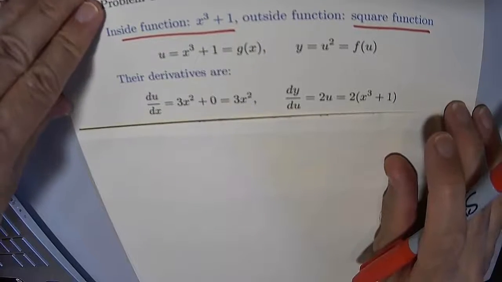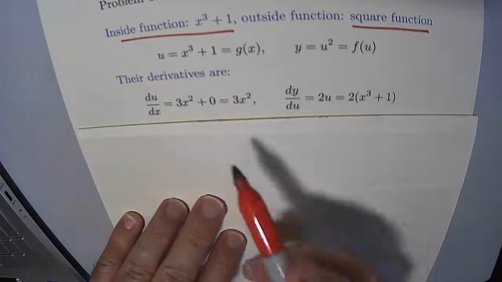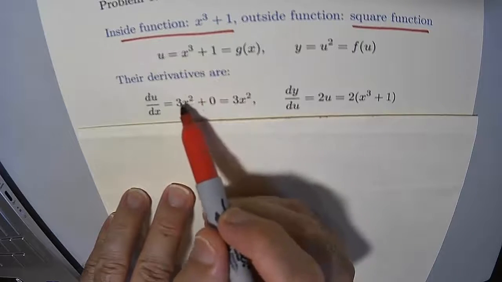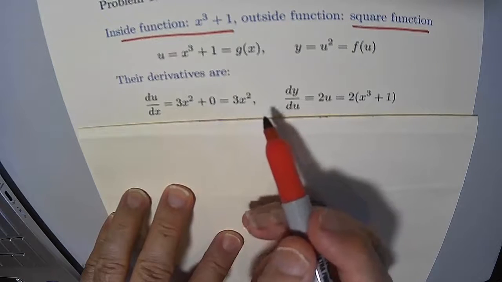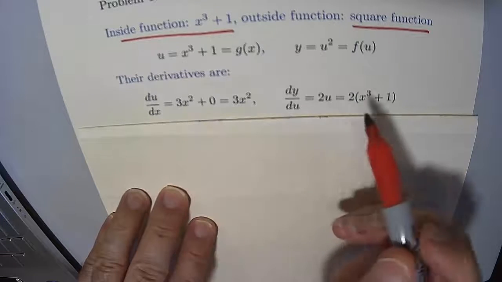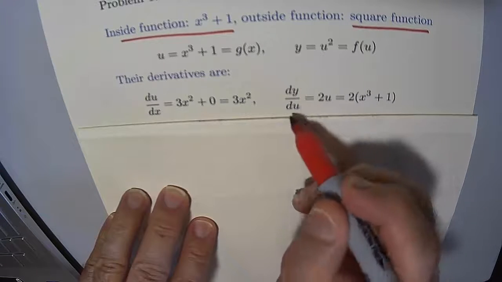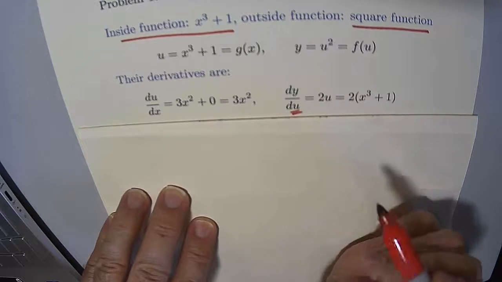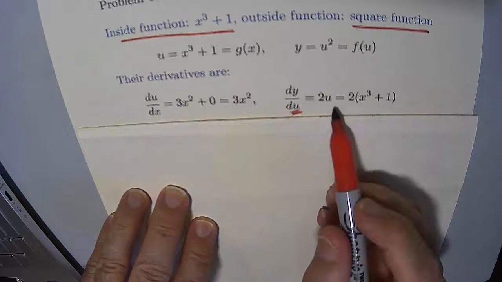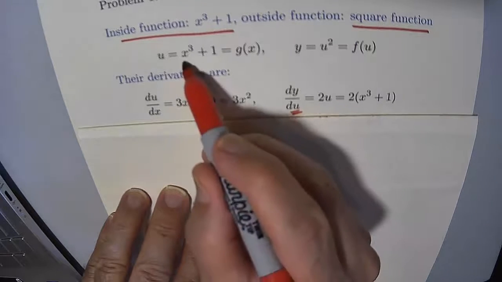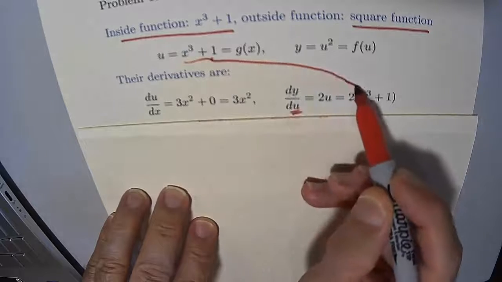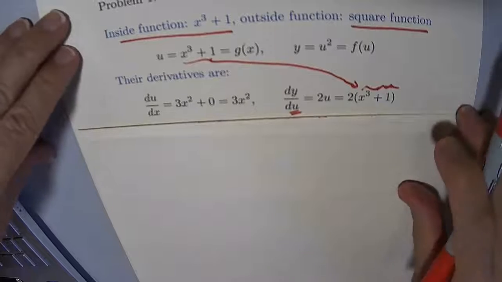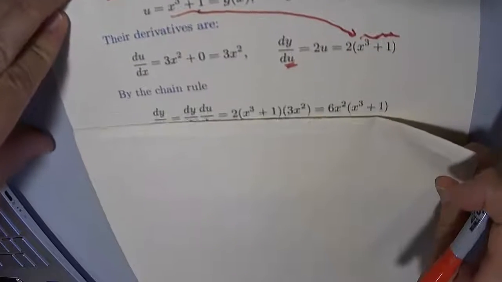The derivatives of these functions separately are easy to calculate. Derivative of x cubed plus 1 is 3x squared plus 0, or just 3x squared. That's du dx. Derivative of y with respect to u is simply the derivative of u squared, which is 2u. We can also plug in what u is and come up with this, because ultimately we want our final answer to be in terms of x, not u.